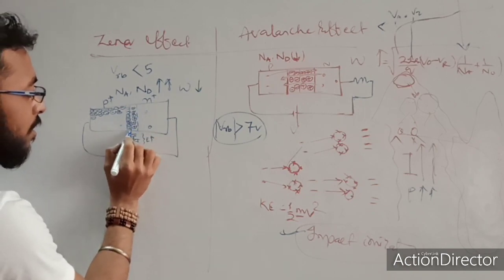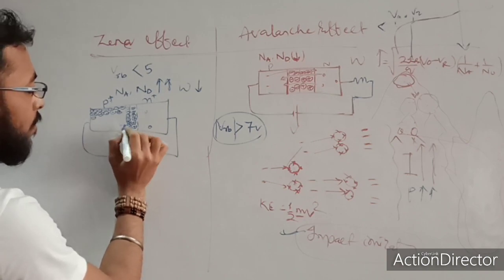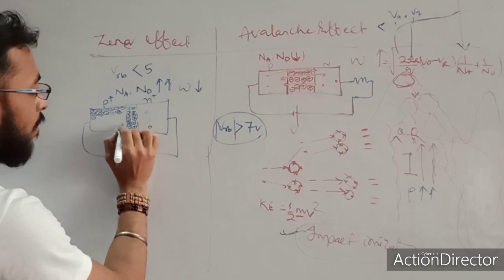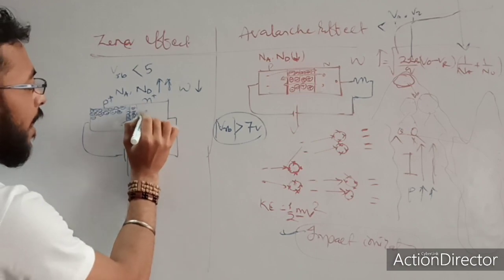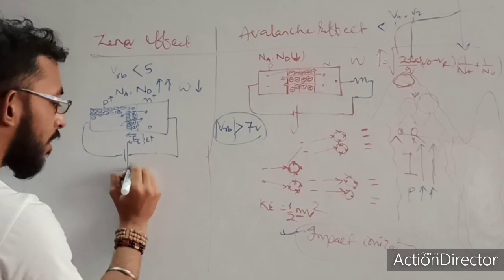So heavily doped means this region has a high electric field. So what will this electric field do? This electric field will force the electrons to move to this side and the holes to this side. So that will conduct a current.